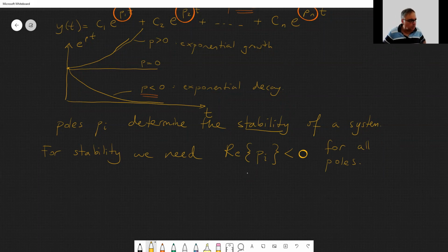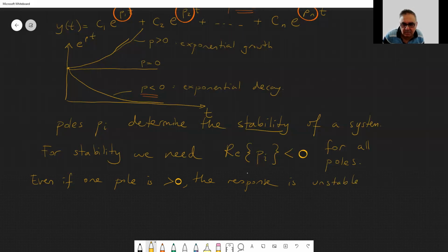Because if one of the poles is unstable, the response is going to grow up, so it will be unstable. So let's say even if one pole is greater than 0, the response is unstable. And unstable is something we don't want.